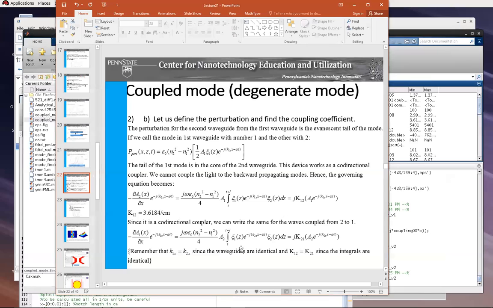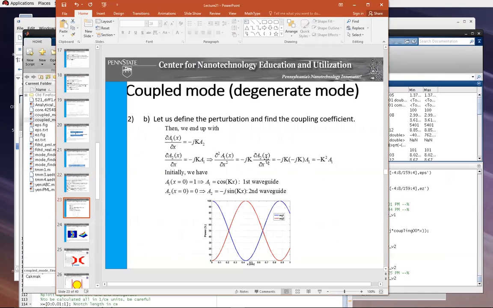All right, so now we go back, and we realized that the propagation constants for these two identical waveguides are the same. So that's why the K1x and K2x are just canceling each other. And we also know that if we calculate this K12, we will also end up with K21 because they are identical, right? So we end up with these two equations, actually.